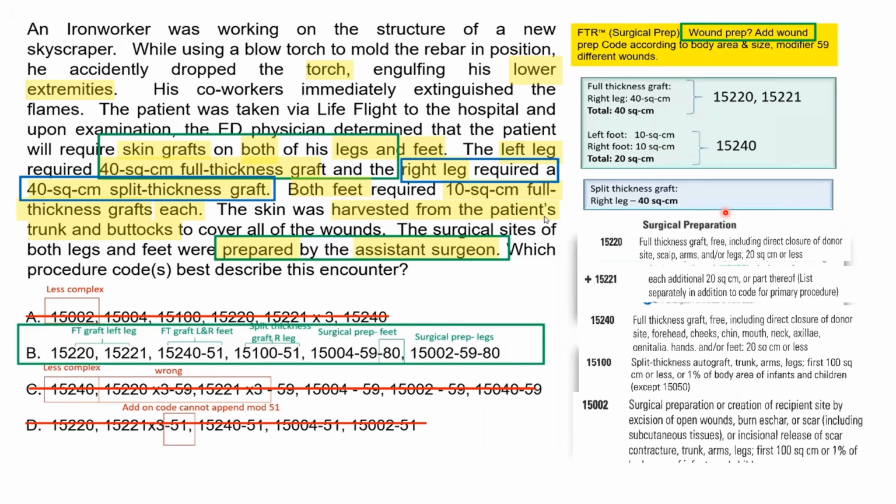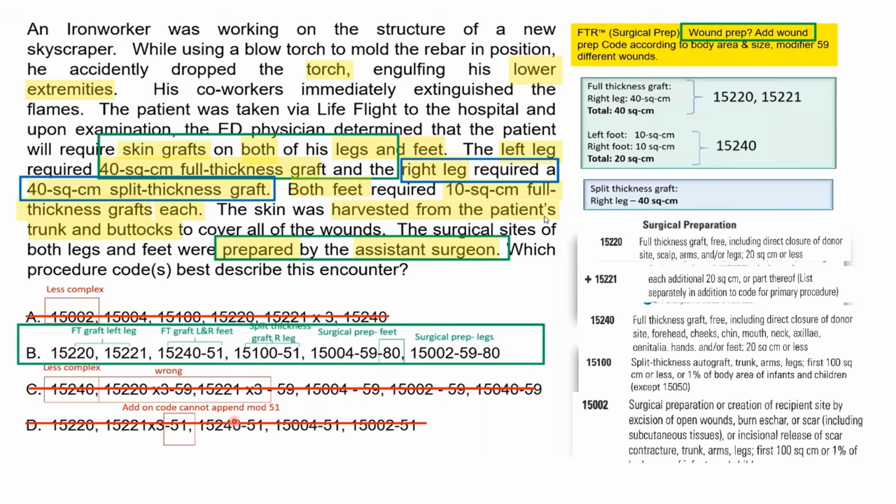Then we have another full thickness graft, which is for the left foot and the right foot, 10 each. We can add the graft areas if they are in the same body group or the same anatomical site. Here the anatomical site is not the same, but the body group is the same, and that's why we are adding, and for that we are picking up the code 15240, full thickness graft. Here the body group is different, and that's why the code is different. And then we have a split thickness graft of 40 square centimeters, and for that we are picking up the code 15100. This only covers the graft.